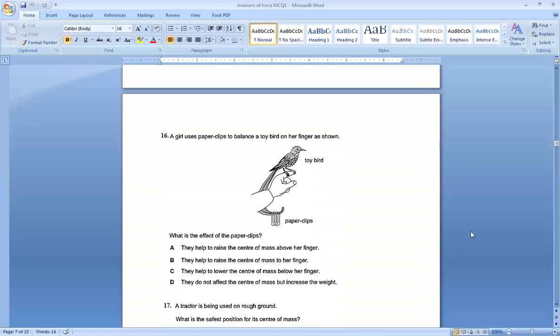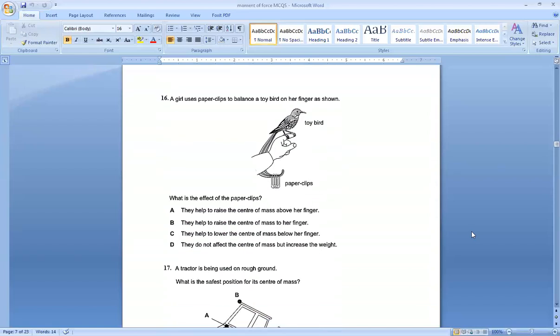Number 16, a girl uses paper clips to balance the toy bird on her finger as shown. What is the effect of the paper clips? The paper clips are suspended over here, so the weight of the toy is increasing. Remember, the foot of the toy on the finger is the point of suspension.